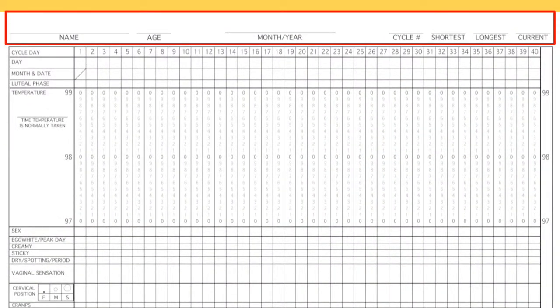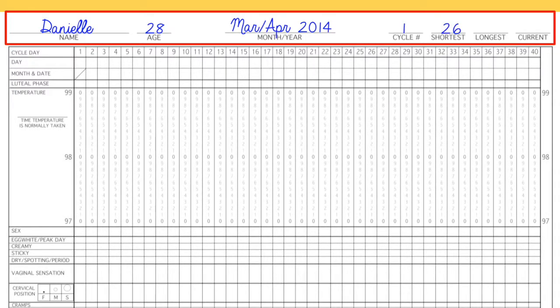Top of the chart is where you'll put basic information like your name, your age, the month and year, the cycle number, which if you're first starting this month, that would be number 1, the shortest of your last 12 cycles, and the longest of your last 12 cycles. And it's okay if you don't know that, you can just leave it blank for now. And then of course the current is for your current cycle length, so for now we'll leave that blank.